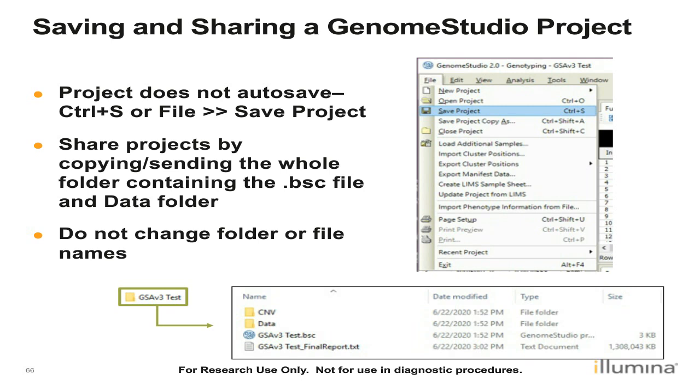In this example, all of these files are contained in the GSA v3 test folder. If you were to share this with a collaborator, you would share the GSA v3 test folder, and you can zip that and send that to your collaborator.